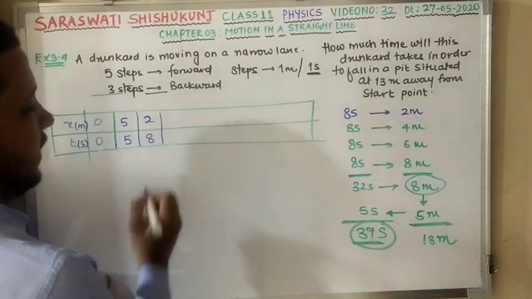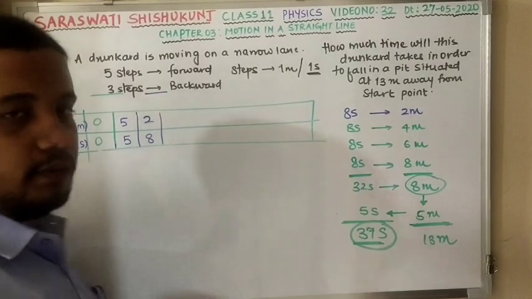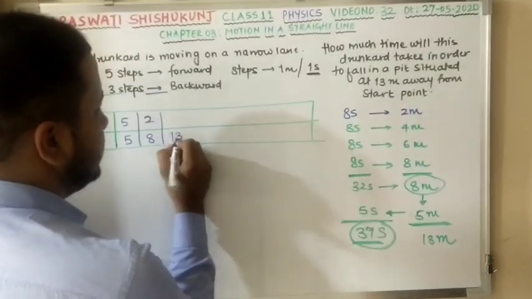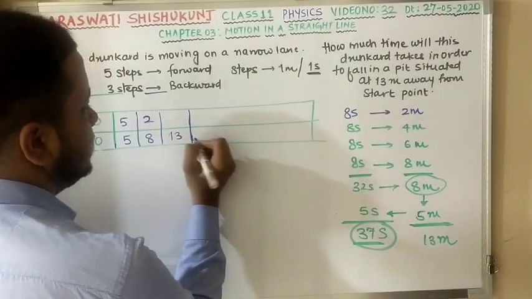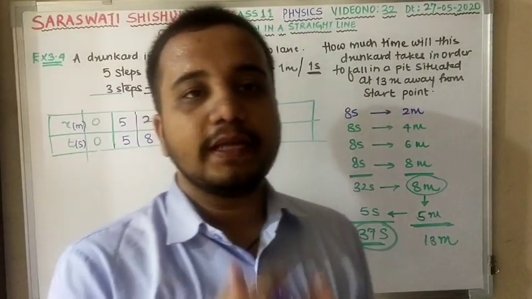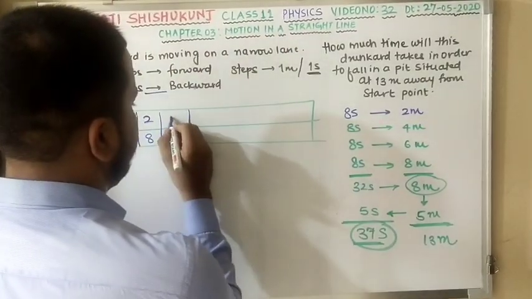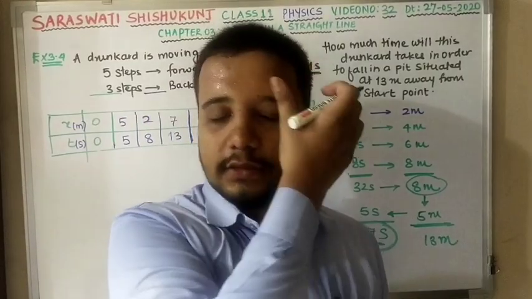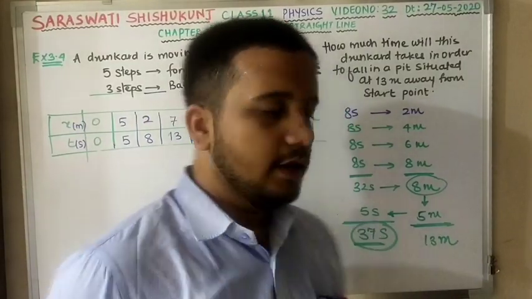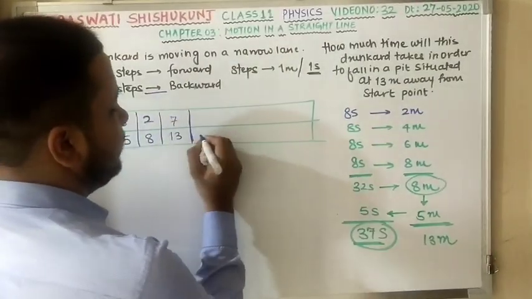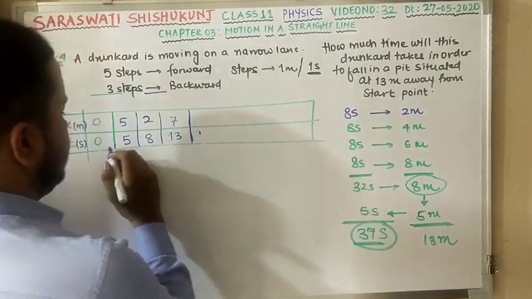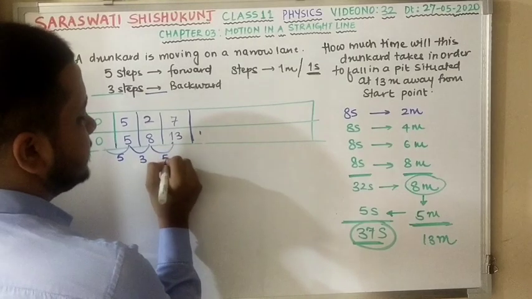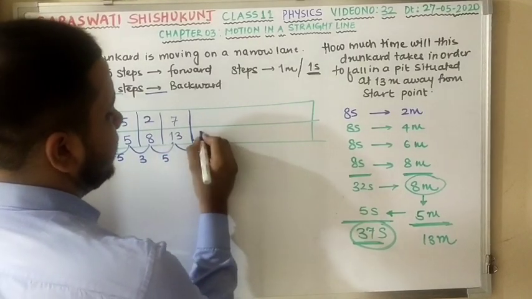Next we'll add again 5 to 8. 8 seconds plus again 5 seconds. That is how much? 13 seconds. Distance 2 plus 5, that is 7. Yes or no? Is this clear? Next 13 plus 5, see this is 5 steps, this is 3 steps, again 5 steps, now again 3 steps. 13 plus 3 is how much?